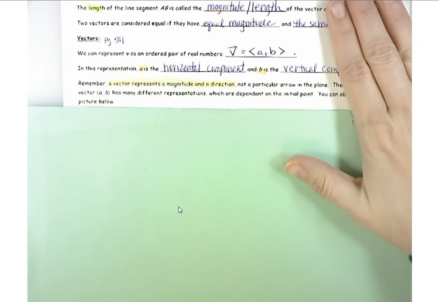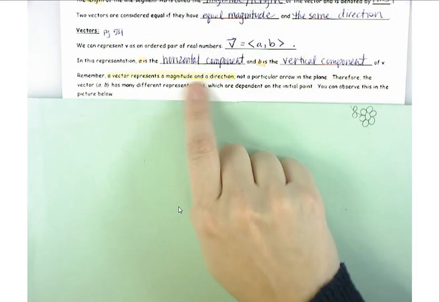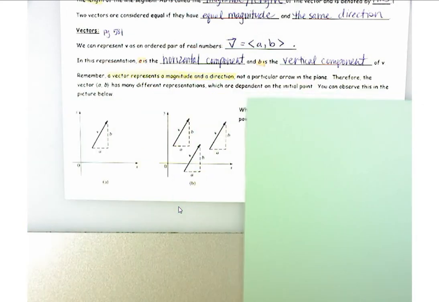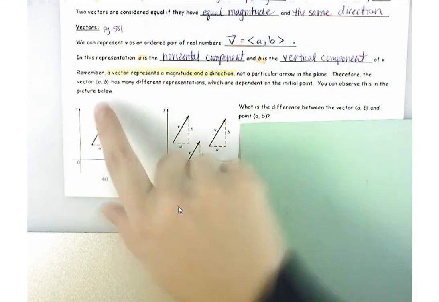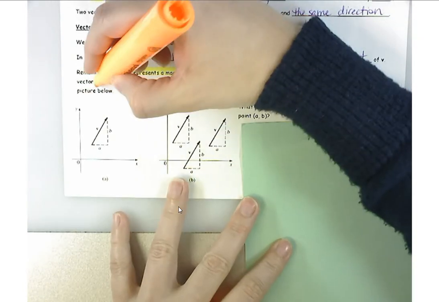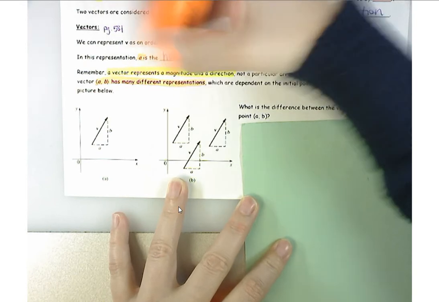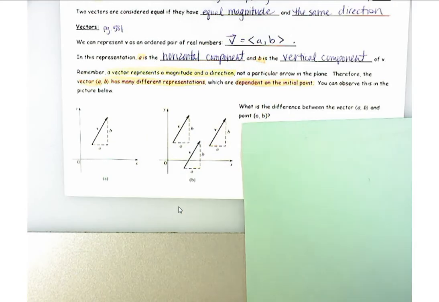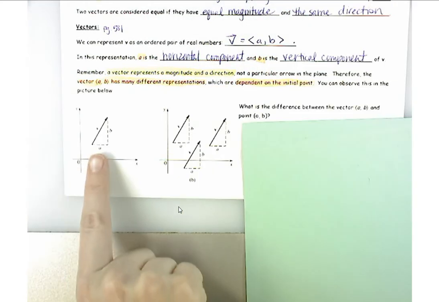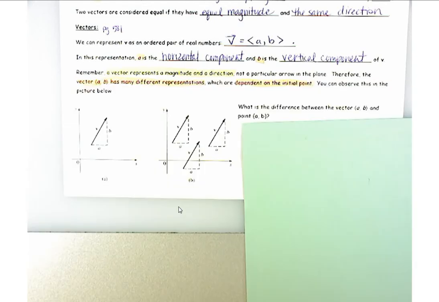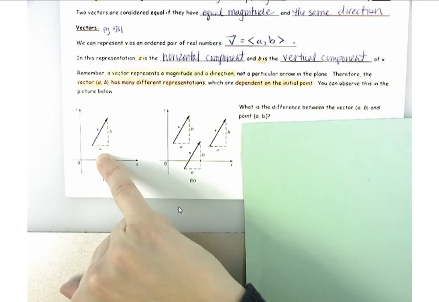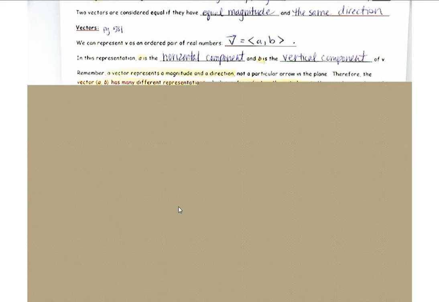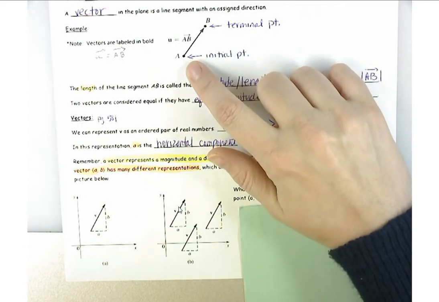A vector represents a magnitude and a direction, which is a particular arrow in the plane. But when you have the vector AB, it has many different representations, all dependent on the initial point. I can give you a vector ⟨3, 5⟩. The horizontal component can be 3, the vertical component can be 5, but it can be placed anywhere in the plane depending on where your initial point is.